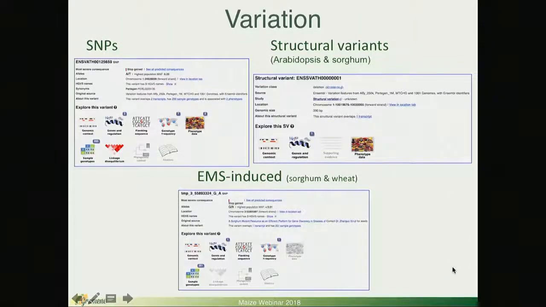For variation, we currently host three kinds of variants. We have the single nucleotide polymorphisms, naturally occurring. We also have those induced by mutagenesis, EMS, for sorghum and wheat, and we have structural variants currently only for Arabidopsis and sorghum. You may think this is not relevant for maize, but we actually think that this information in sorghum can be very useful for maize researchers, and I'm going to give you a couple of examples.